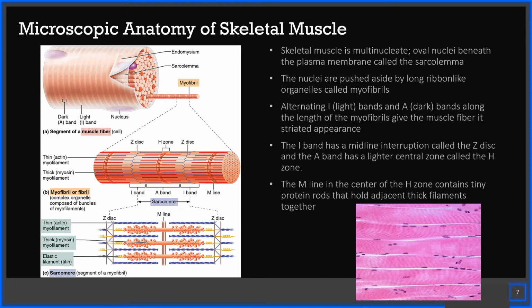So let's talk more about the microscopic anatomy of the skeletal muscle. As I mentioned before, skeletal muscle is multinucleate, which you can see in this microscopic photo at the bottom right of the slide. Oval nuclei beneath the plasma membrane, that's where they aggregate, they congregate, and the plasma membrane in a muscle cell is called the sarcolemma. So remember, sarco is that muscle prefix.